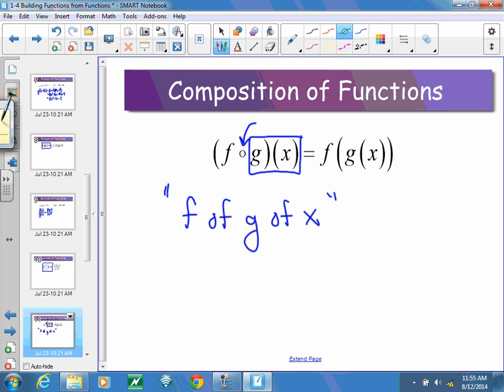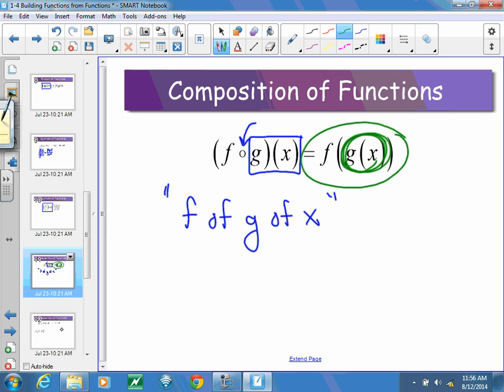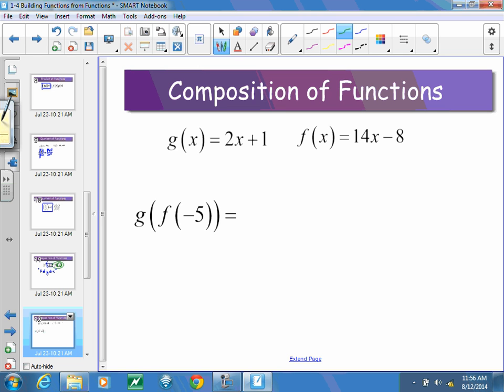I think it's a lot easier to see in this notation here because of order of operations. We're used to working inside the parentheses first, which means we're going to start by evaluating g of x, take that answer, and plug it into f of x. So to show you an example, here I've got g of x and f of x that we've been working with. And let's say we want to evaluate g of f of -5.